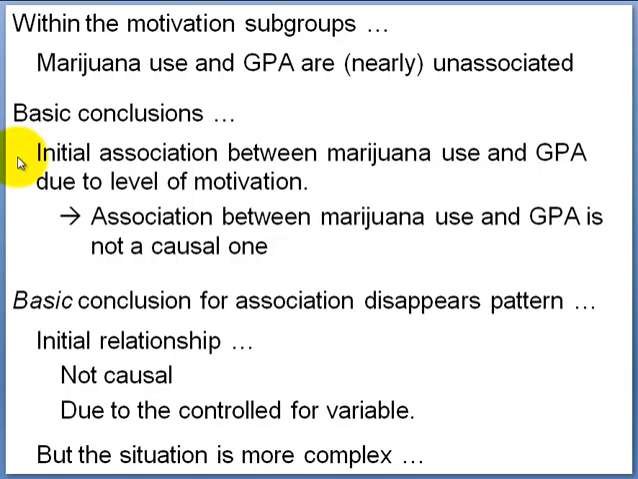So when we do not control for motivation level, we've got a relationship. When we do control for motivation level, the relationship disappears. So our basic conclusion is that this initial relationship, between marijuana use and GPA, is due to motivation. The situation, however, is a bit more complex than this, and so the next video is going to introduce causal models and some additional complexities involved in reaching causal conclusions.